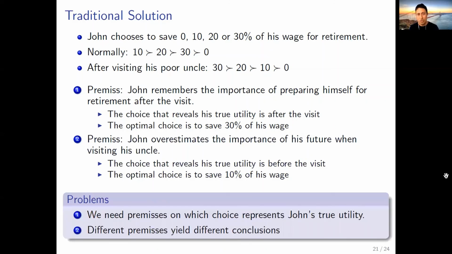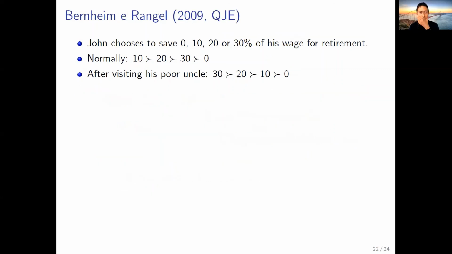Now, the problem with this traditional approach is that we need premises on which choices represent John's true utility. And not only that, we as economists are not psychologists. We don't know what's going on in John's mind whenever he's making choices. And the problem about that is that different premises yield different results for the optimal policy. So that's a problem.